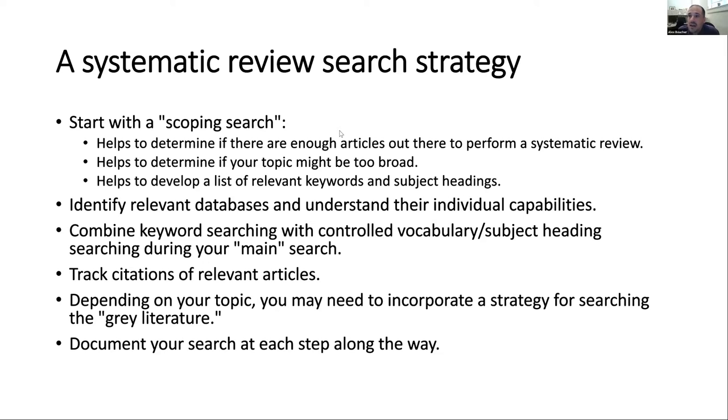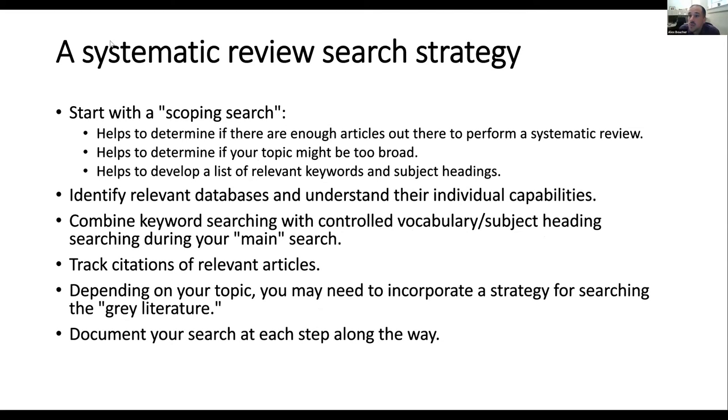And then when you go back for your primary search, when the main search, quote unquote, starts, you'll be combining keyword searching with controlled vocabulary and subject heading searching. That is where you're really doing the most complex systematic searching. What you will probably find is that the articles you found in your scoping search, the ones that seem relevant, probably were good articles that will show up in your final review. The more in-depth search that you will eventually do is more complex and systematic because you are trying to make sure that you are not missing any articles in addition to those you found in your initial search.